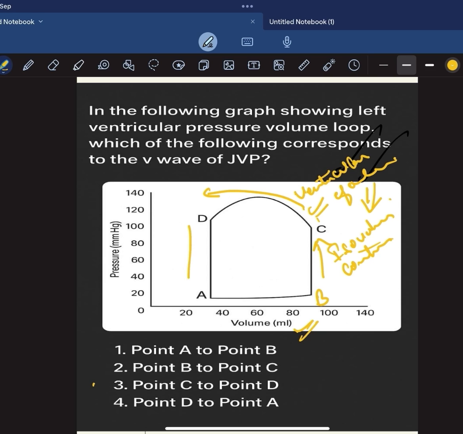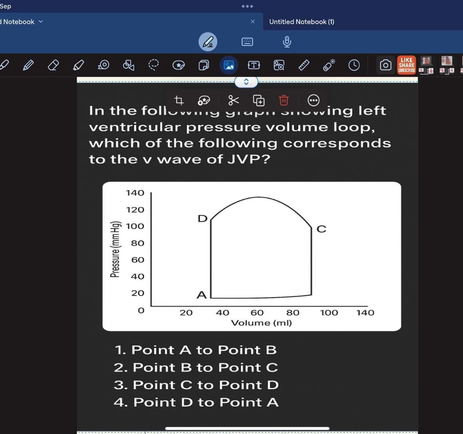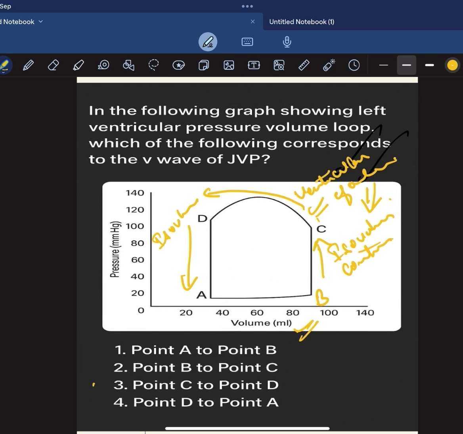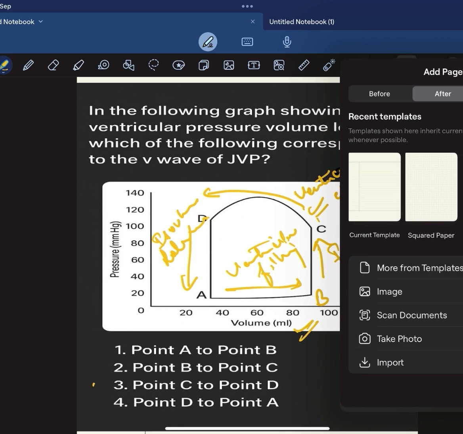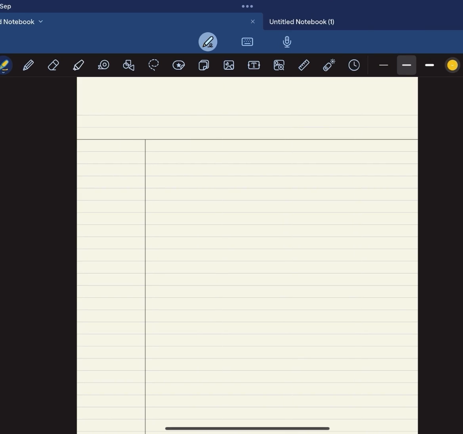Then from D to A, it's isovolumetric relaxation. And A to B is ventricular filling, because from A to B we can see that the volume is increasing. So this is ventricular filling. Now, your systole starts with isovolumetric contraction, and the diastole starts with isovolumetric relaxation.